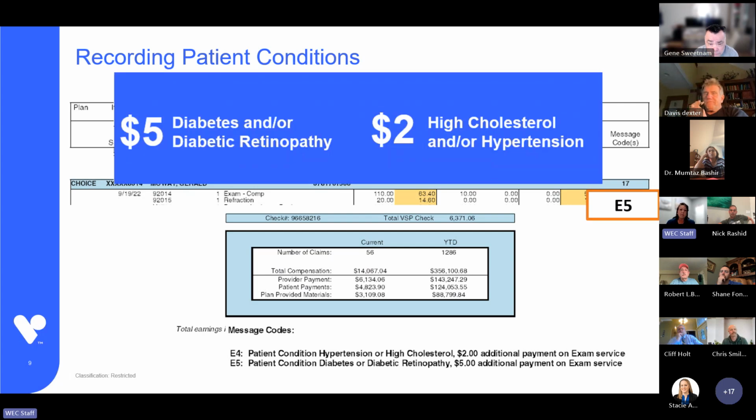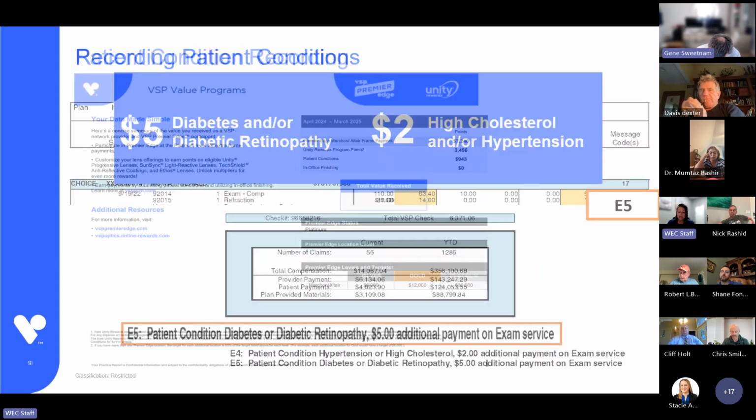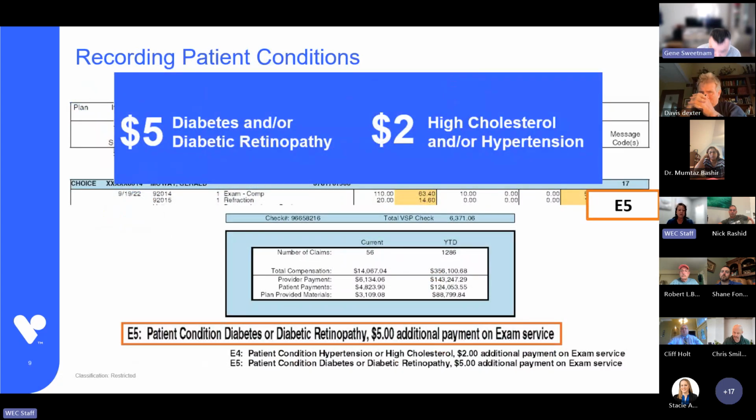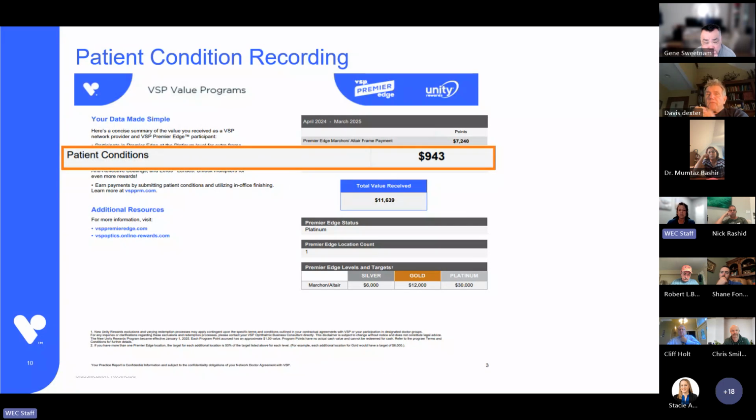Again, $5 for the diabetic patient, $2 for the high cholesterol or hypertensive patient. It comes up on the line item as an E5. You'll see the patient condition has diabetes or diabetic retinopathy, and a $5 additional payment is how that looks on your explanation of payment when it comes in. So it definitely increases your revenue, and your VSP value programs and practice reports will show you whether you've gotten reimbursed like you should and what money you're leaving on the table. You definitely want to evaluate and make sure you're being reimbursed like you should for reporting those conditions.